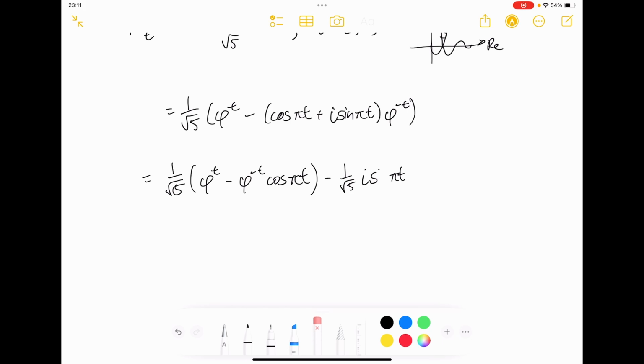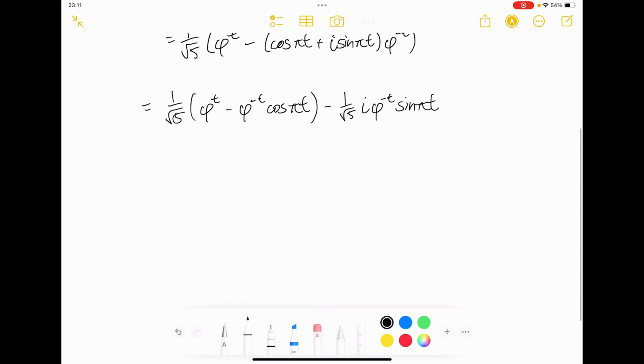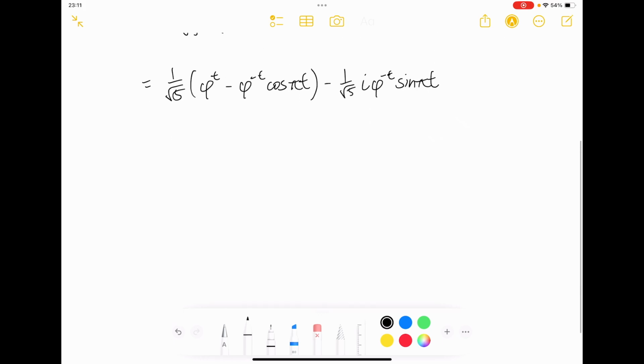Does it look right? No. I'm missing a phi to the minus t. There we go. And yeah, that's the real and imaginary components. And if we just switched this to x and y, that's basically what we're working with.